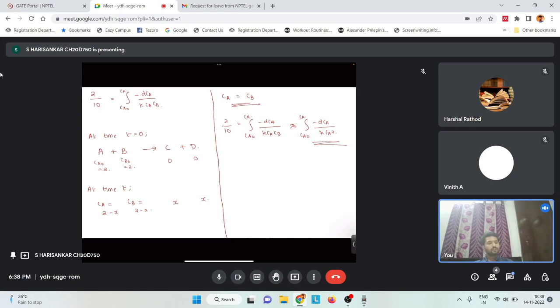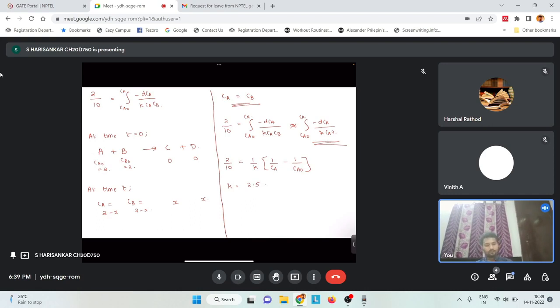So now we can proceed easily, using direct integration itself. So 2 by 10 will be equal to 1 by k. Integral of dCA by Ca square will be minus 1 by Ca, and applying the limits it will be 1 by k into 1 by Ca minus 1 by Ca0. Also in the question it is given that k is equal to 2.5. So substitute these values and just find the value of Ca.